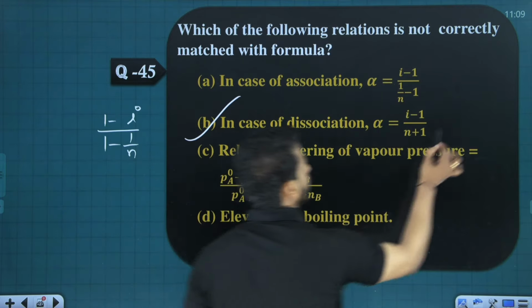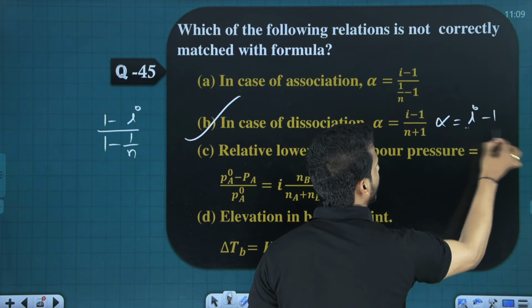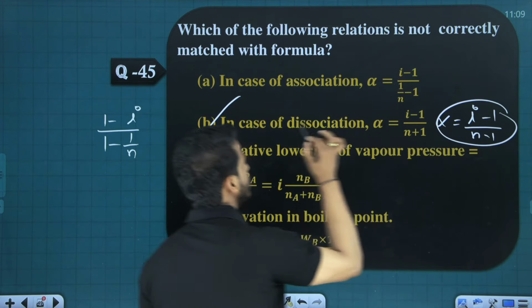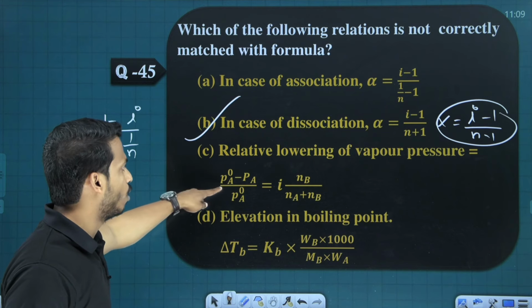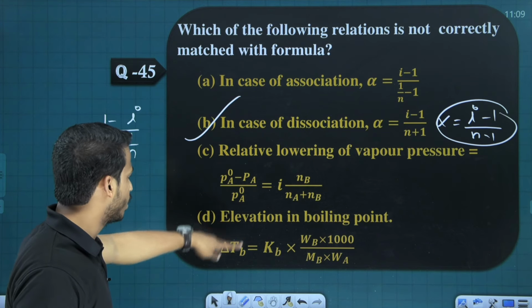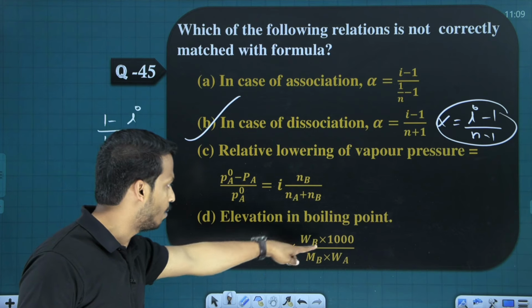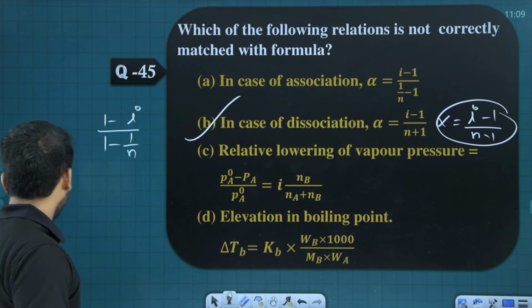This is wrong. What is the correct equation? (i minus 1)/(n minus 1), right? This is wrong. And the relative lowering of vapor pressure, correct, right? Yes. Elevation of boiling point, delta Tb equals K into WB by MB into 1000 divided by WA, correct.